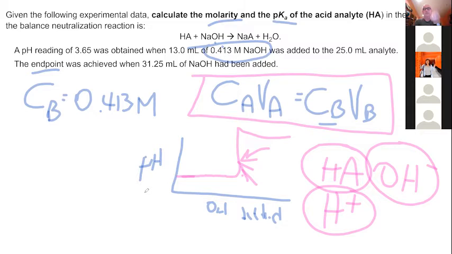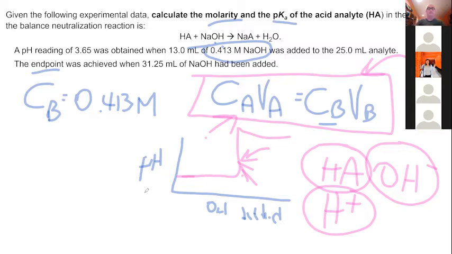Because concentration is in moles per liter, volume is in liters. So what we're basically saying here is that moles of acid on this side equal moles of base on this side. So it's moles. That's the equivalence point, where the moles of H plus and OH minus are the same.